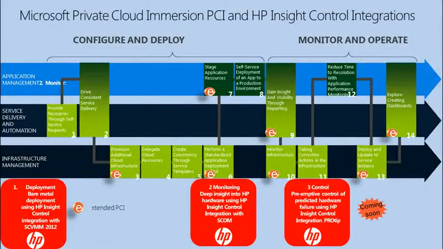So this is a busy slide, but let me try and explain it. Microsoft have a program called the Microsoft Private Cloud Immersion Program. At a high level, it's about configuring and deploying a private cloud, which is what you saw this morning, and then it's about monitoring and operating a private cloud. And we have three intersection points that provide the glue between our infrastructure and the Microsoft Private Cloud. In the configure and deploy intersection point, Hab will show you in a few minutes how we integrate with System Center Virtual Machine Manager and how we do a bare metal deployment of an HP Blade server in that environment.